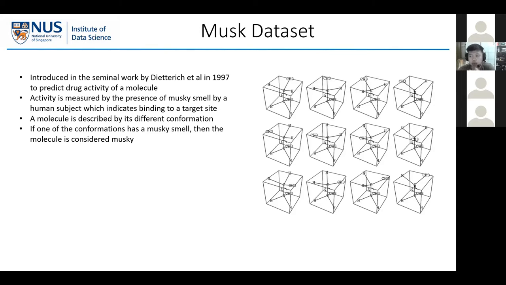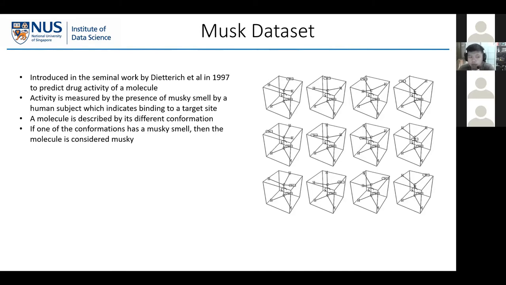But this was actually motivated by a real problem in biochemistry, analytical chemistry, I think. This was first introduced in a seminal work in 1997 to predict drug activity of a molecule. And when we say activity here, the researchers at that time were trying to detect the presence of a musky smell. So this is how they measure activity. If you smell a particular molecule and it has a musky smell, then it has the label of interest that you wish to distinguish from molecules that do not have a musky smell.